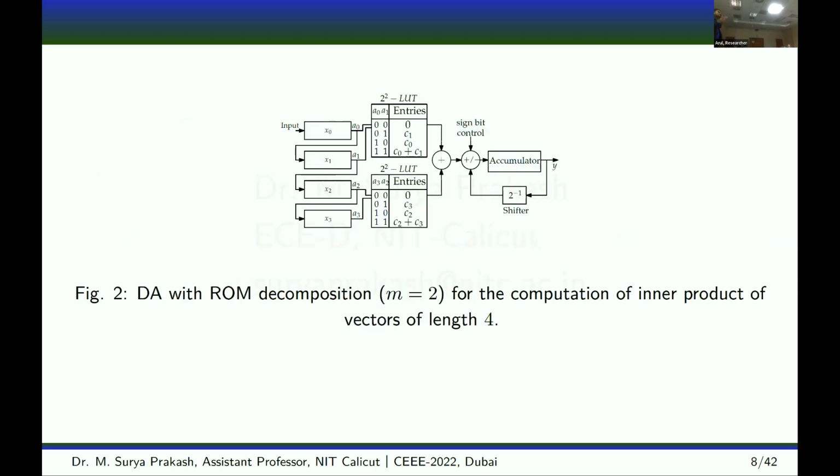So the same dot product of 2 vectors of length 4. Earlier we were using a single memory of size 2 power 4, but here we are using the ROM decomposition technique, and that's the reason we can clearly see we are using 2 small sized memories, and the size of each memory is 2 power 2.